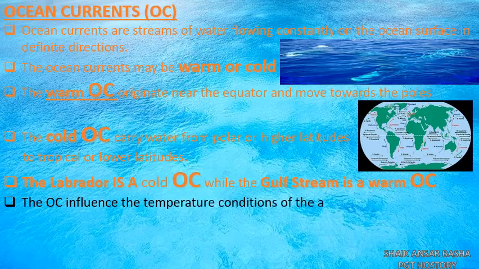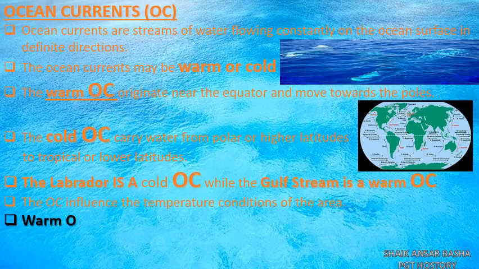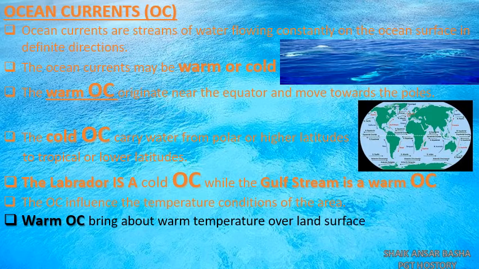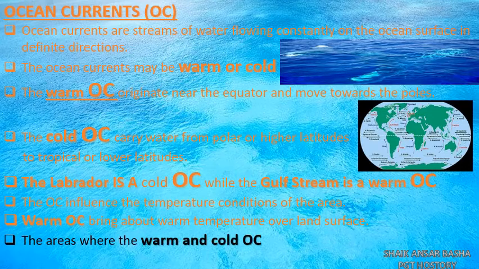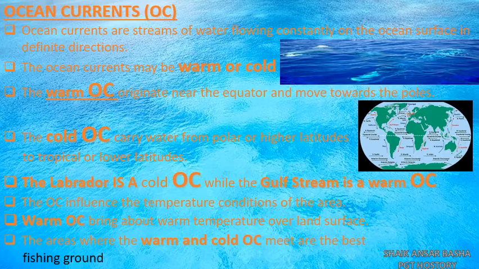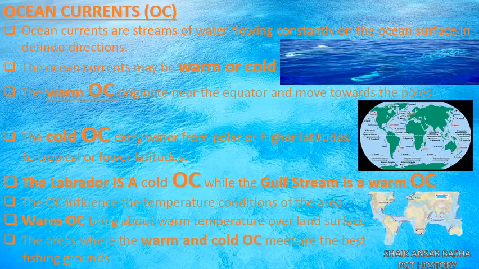The ocean current influences the temperature conditions of the area. Warm ocean currents bring about warm temperatures to our land surface. The areas where the warm and cold ocean currents meet are the best fishing grounds in the world, and we can find out here on the map. These are all best fishing grounds in the world because the cold and warm ocean currents are meeting there.